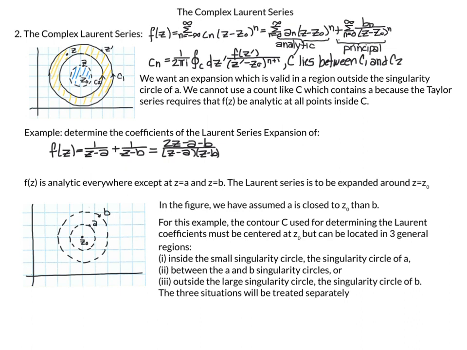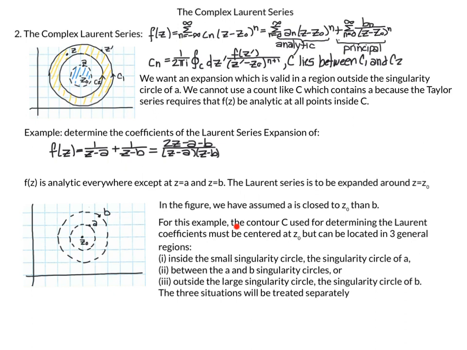To start, we're going to note that f of z is analytic everywhere except at z equals a and z equals b, and the Laurent series now is going to be expanded around z equals z naught. So here is our picture. We have our z naught, which we're going to expand around. We have a singularity a and a singularity b. And in this figure, we assume that a is closer to z naught than b, but it generalizes either way.